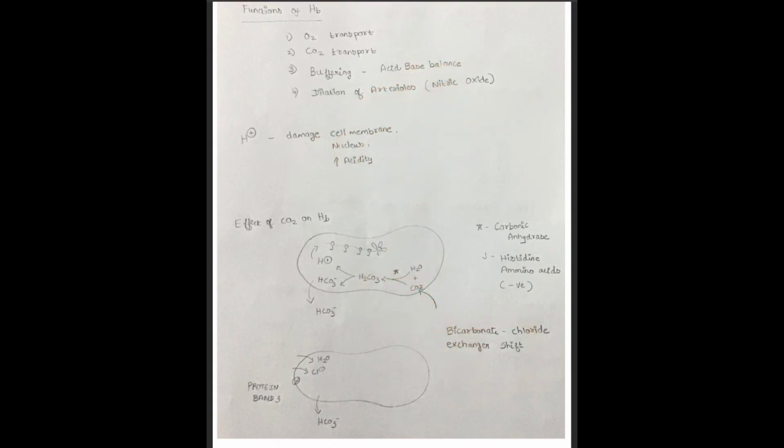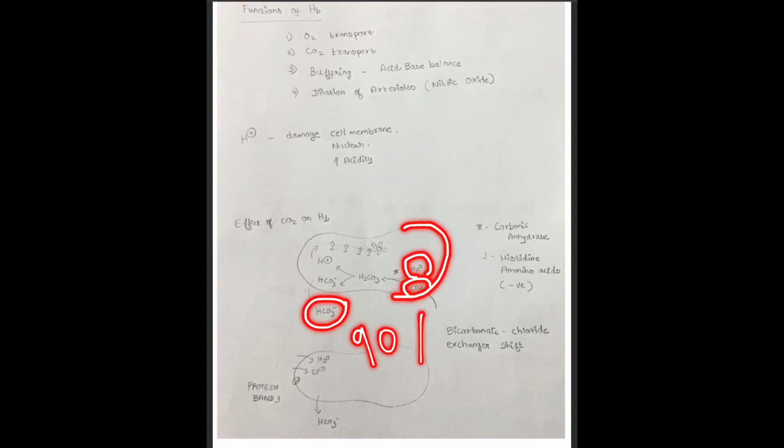then into the RBC. So when carbon dioxide goes to the RBC, the carbon dioxide will stay in the membrane of the RBC. This is the membrane of the RBC. The carbon dioxide will stay. Some carbon dioxide will combine with water to form bicarbonate, and 90% of carbon dioxide is transported in this bicarbonate form.